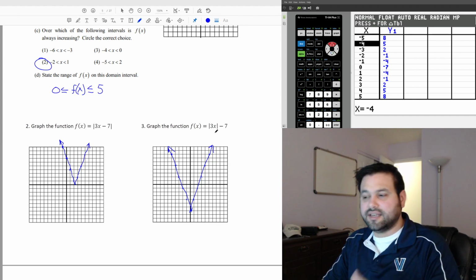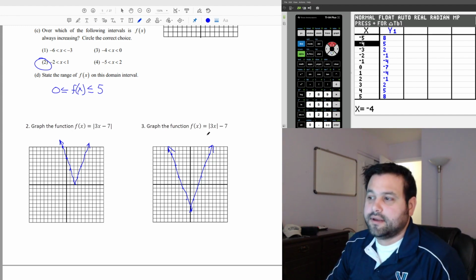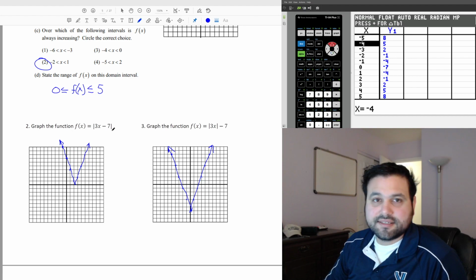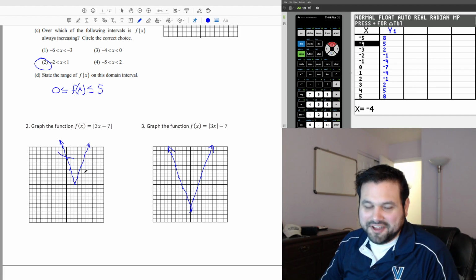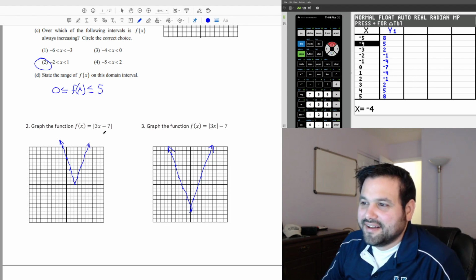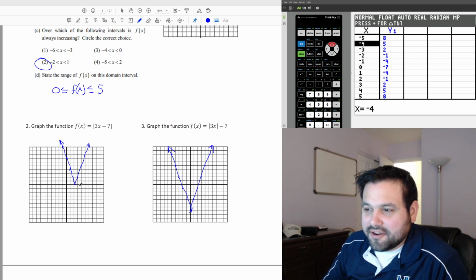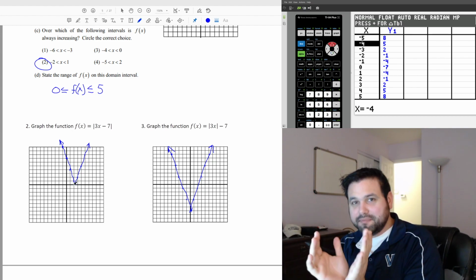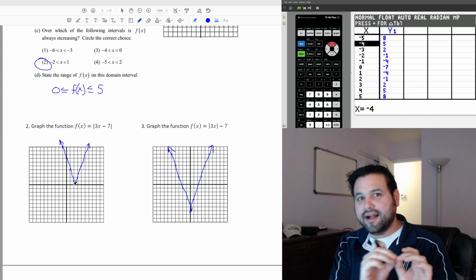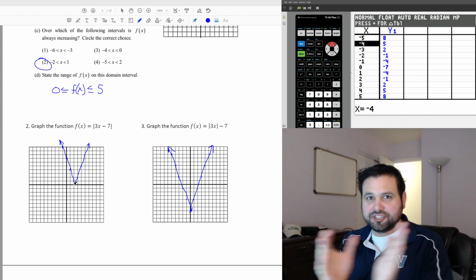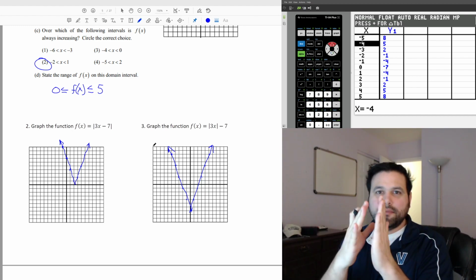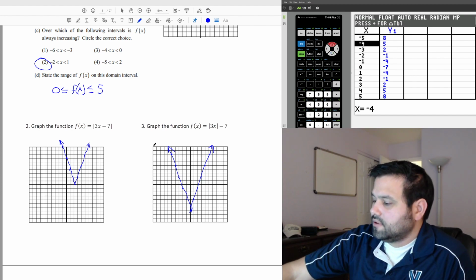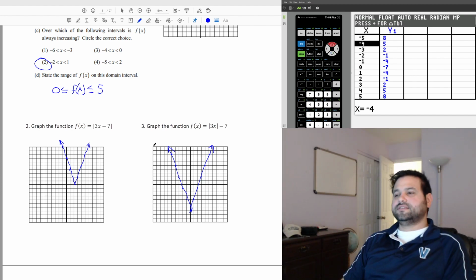So if I were adding 7, I'd be shifting that up, okay? And anything on the inside is going to be shifting horizontally, right? So that's why we're still on the V part, the x-intercept still right there on the x-axis. We're just shifting left and right. And then there's this idea of the multiplier as well, making things wider and narrower. And we'll go back and review all of that stuff as well.